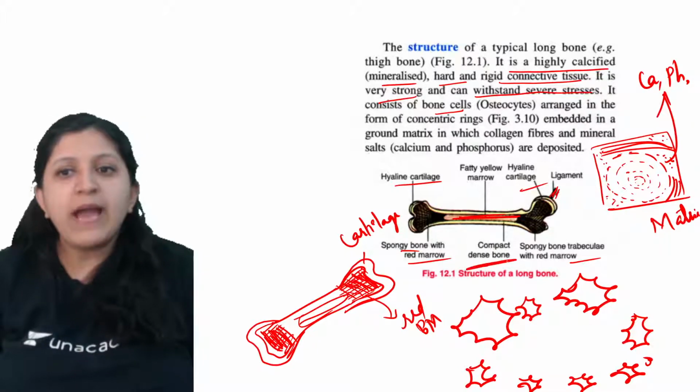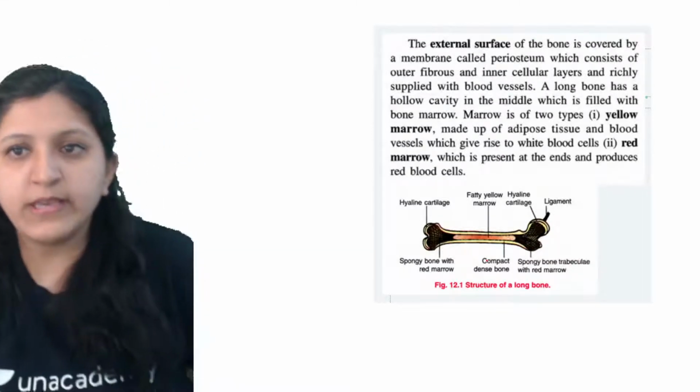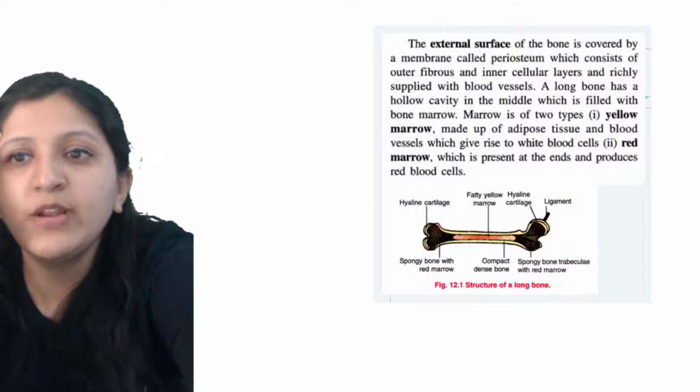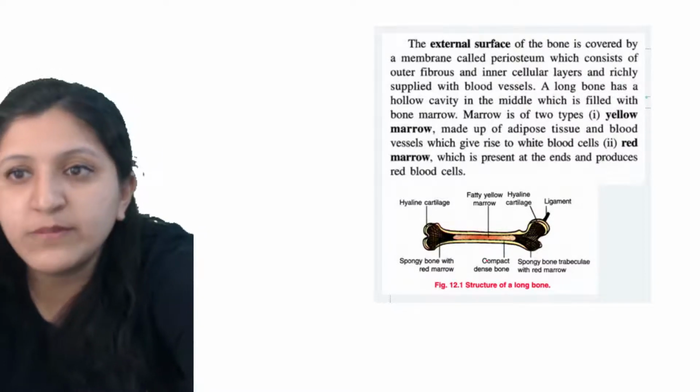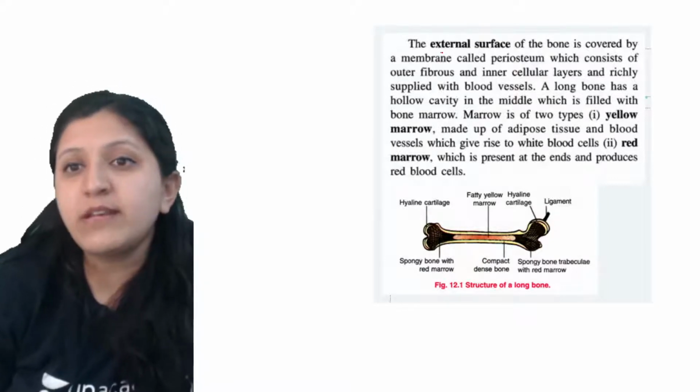So compact dense bone it is. Now moving on to the next one. Here the external surface of the bone is covered by a membrane called the periosteum. So there is a periosteum membrane, and this is the external surface.